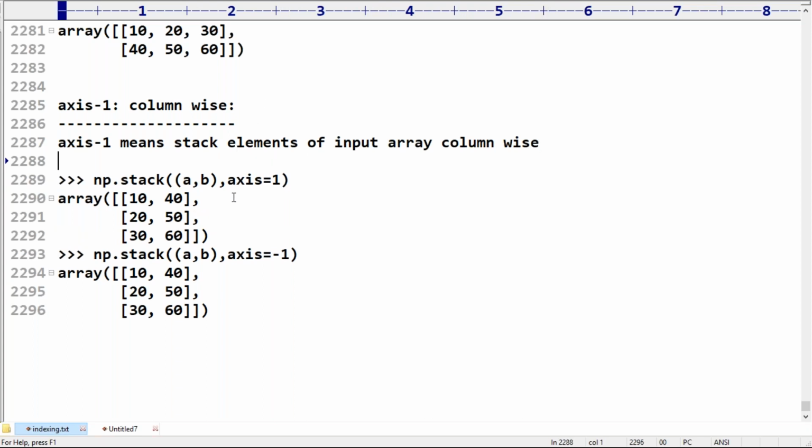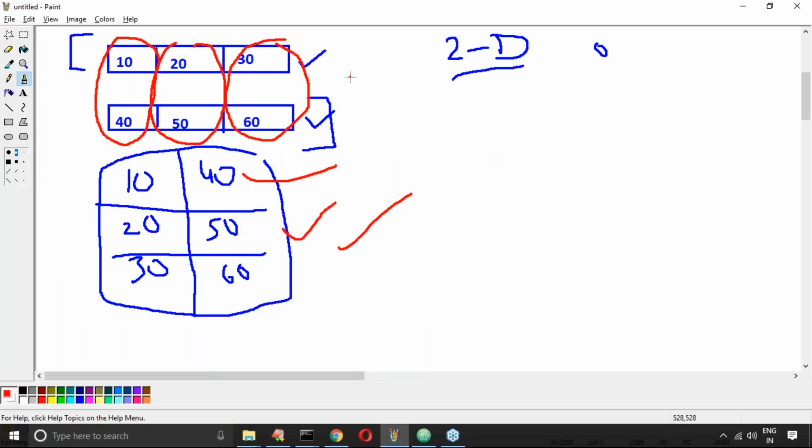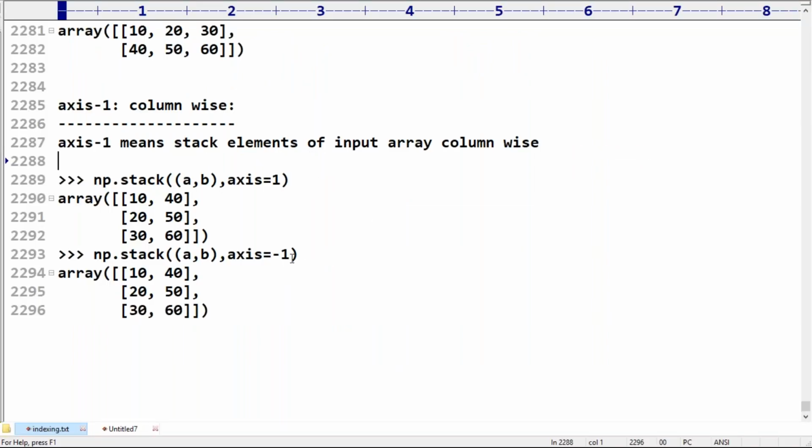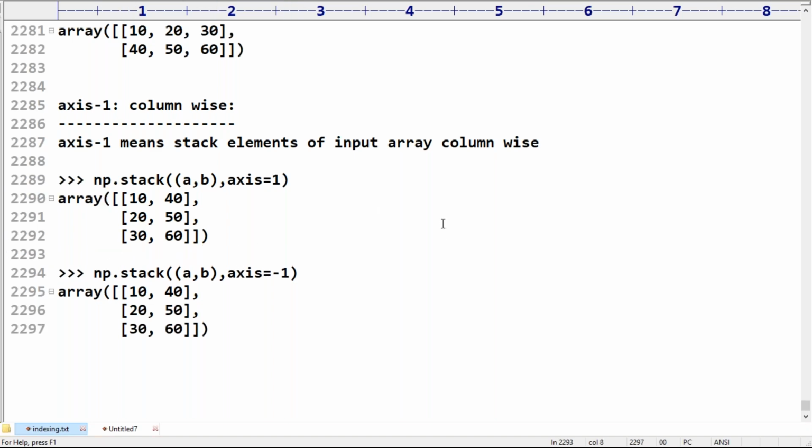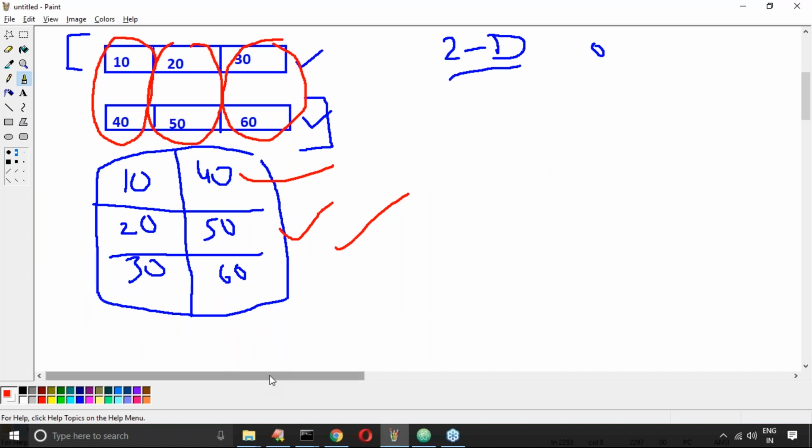What is the easiest way to understand this? There are two things in my mind. What was -1? Babita, -1 means the last axis. In a 2D array, the last axis means 1 only. Last dimension, 1 only. Both things are the same. Now, there are two ways.